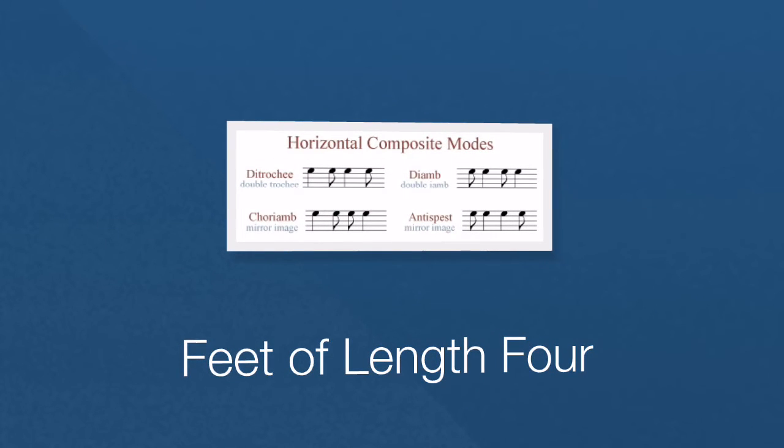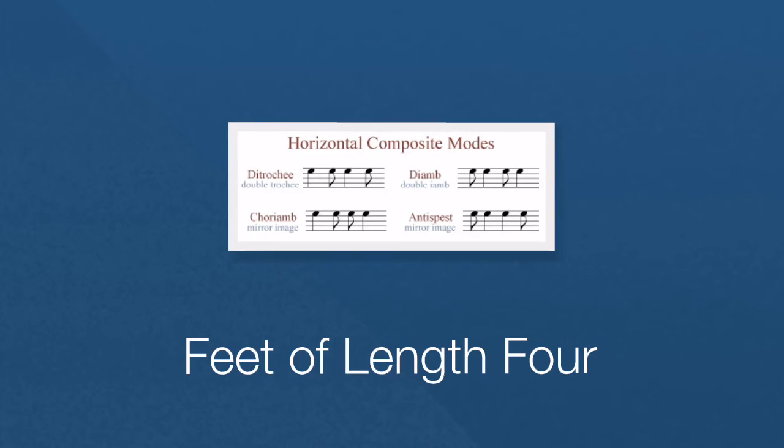Provided here are four examples of horizontal composite modes. These patterns are all feet of length 4. The first is the ditrochee, double trochee. Trochee, trochee, trochee, trochee. The second is the diamb, or the double iamb. Iamb, iamb, iamb, iamb. The quadriamb is a mirror image, and it begins with the trochee.